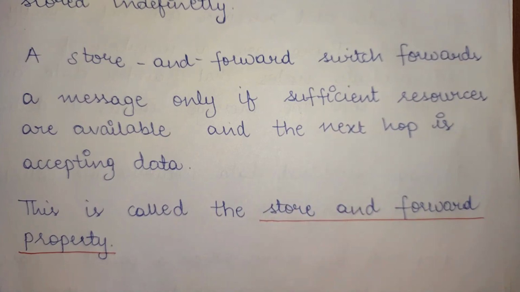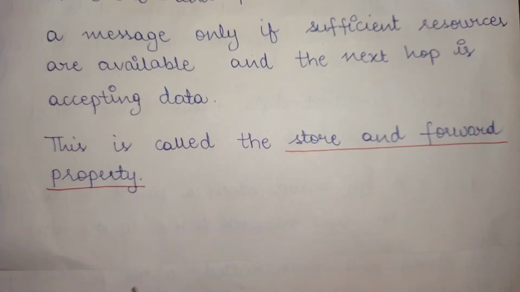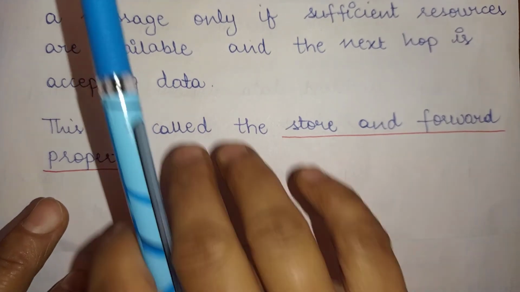So two most important things. First of all, the channel through which the message has to be transmitted must be free. Second, the intermediate node which has to receive that particular message must accept it. Only then it will be forwarded, right? Now this is called the store and forward property. That means you store it and then you forward it. Then again the next node will store it and forward it depending upon the availability of the resources.